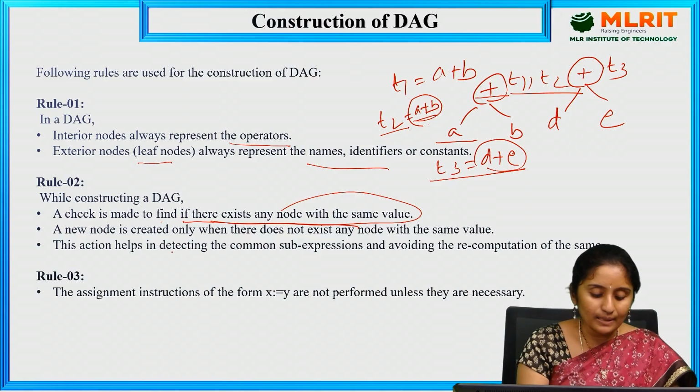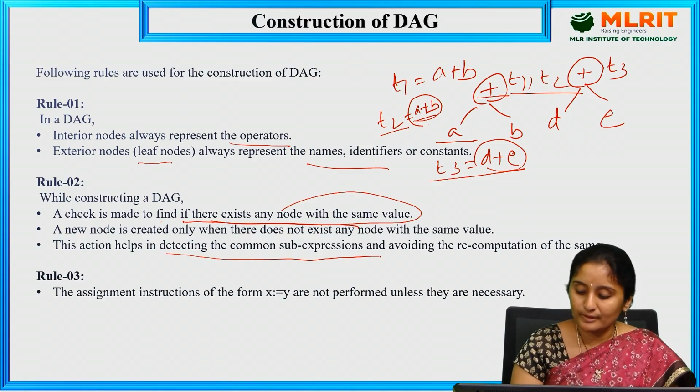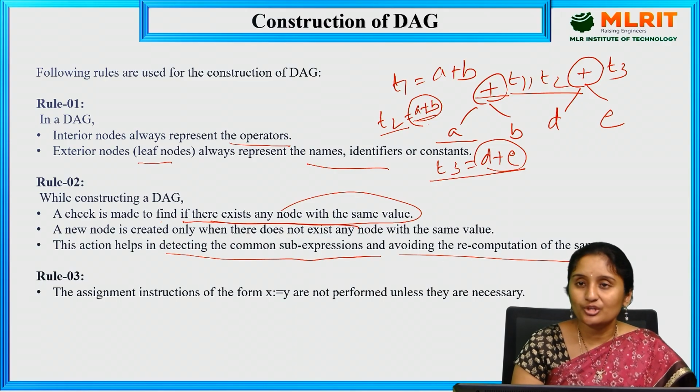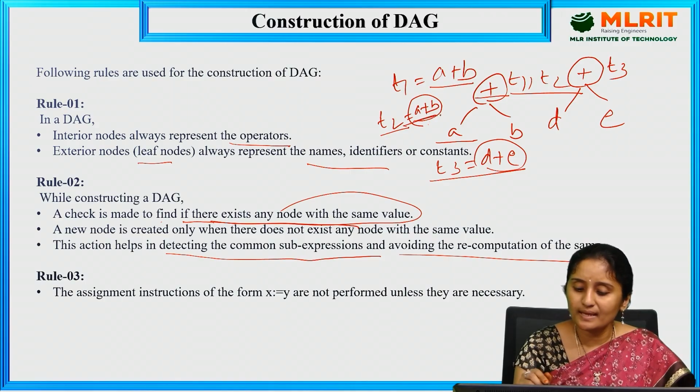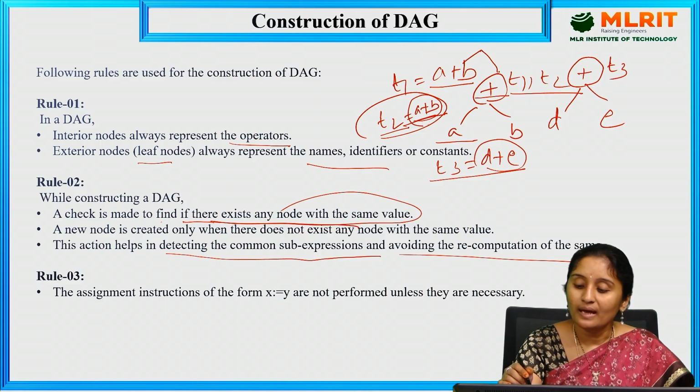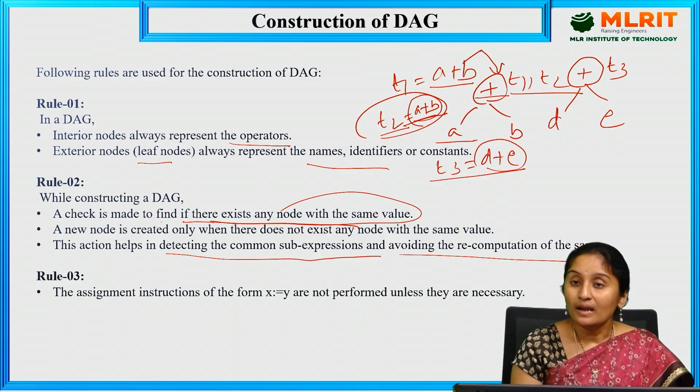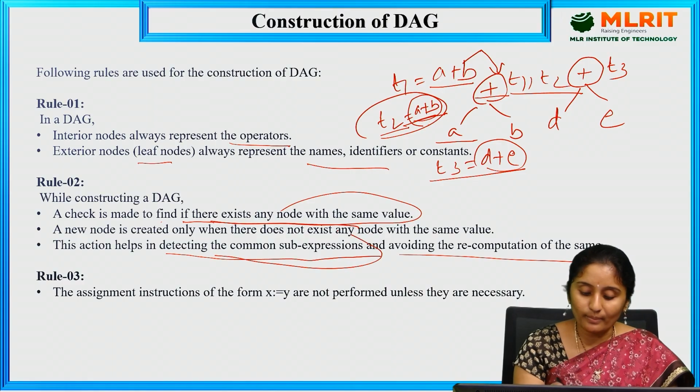This action helps in detecting the common sub-expressions and avoiding the recomputation of the same. See here, T2 equal to A plus B. Here also A plus B is there, here also A plus B is there. I'm not going to construct one more DAG for T2. I'm just using the first expression for the second expression. Nothing but we are going to eliminate the common sub-expressions, we are going to reduce this.